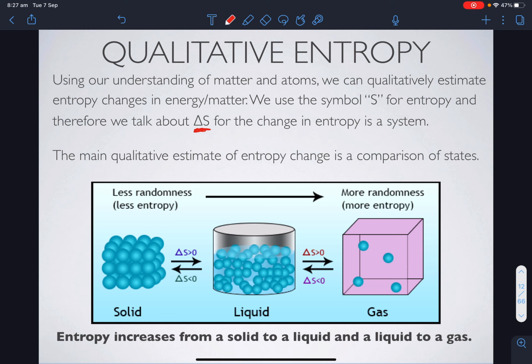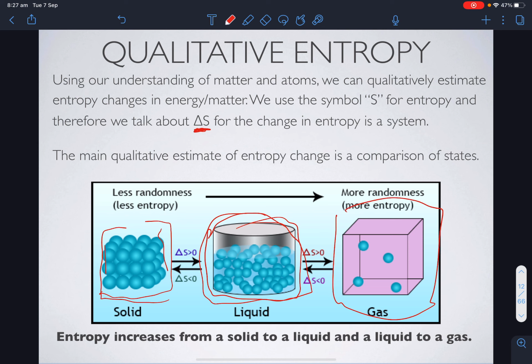The main qualitative estimate we have is using the particle model and a comparison of states, okay? So think about the orderedness of a solid, okay? All lined up, all nice and ordered, low entropy. If you heat that solid up, it becomes a liquid, so all the particles are still really close to each other, but they can move about. We're only overcoming some of the intermolecular forces there. So we're increasing the entropy, all right? Because it's less ordered. If we heat it up again and change it to a gas, we've got big gaps between the particles, and we've got a lot more randomness in there too. So highest entropy of all is the gas. So entropy increases from a solid to a liquid to a gas.